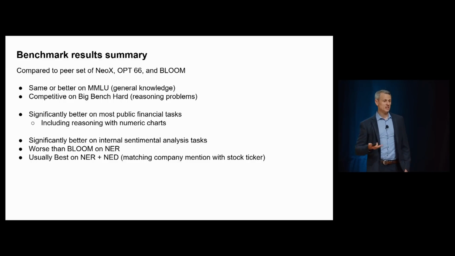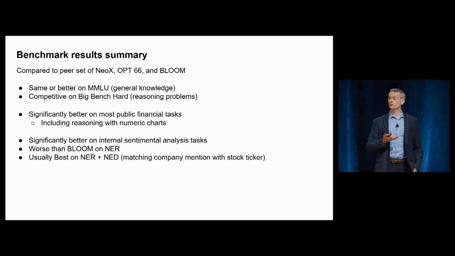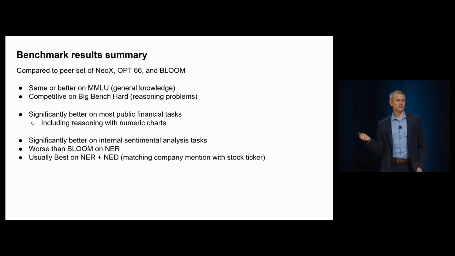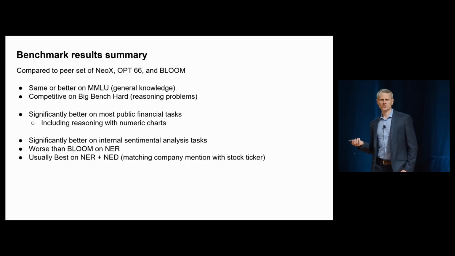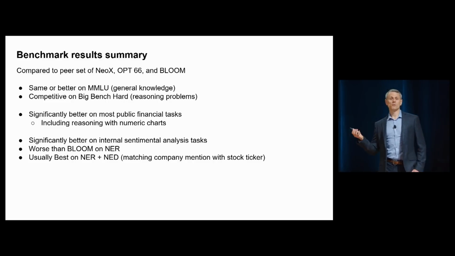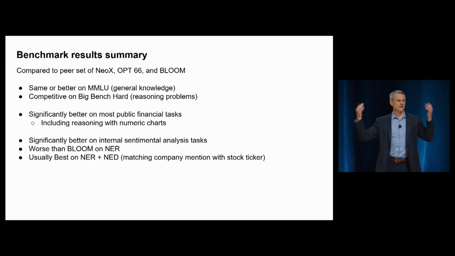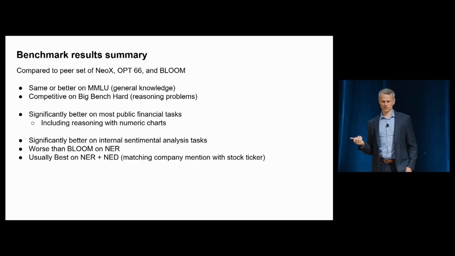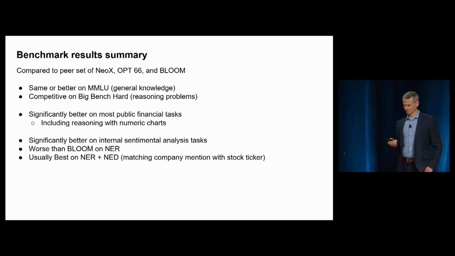We also tested it on internal challenges, such as sentiment analysis, named entity recognition, and named entity disambiguation. We did much better on the sentiment analysis. On NER, we did not do as well as Bloom, but we didn't actually train on NER directly. But when we added an extra step to that task to make it more realistic, which is not only to identify an entity in text, in our case a company, but also match it to the stock ticker, we did the best of the group. And again, we think that's because of the financial domain training data.